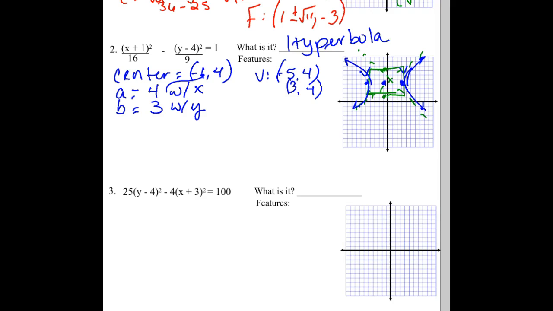All right, let's find foci. C would be the square root of what? A squared plus B squared. All right, so A squared and B squared, we've got 16 and 9. Adding them, we get 25. Square root would be 5. Okay, this one worked out nice. So we're going to go 5 in which direction? X, same as vertices.